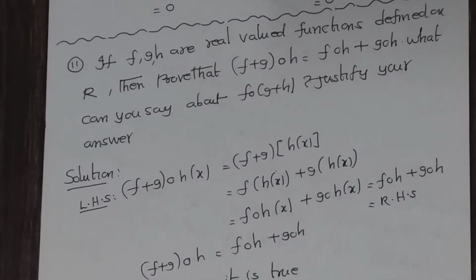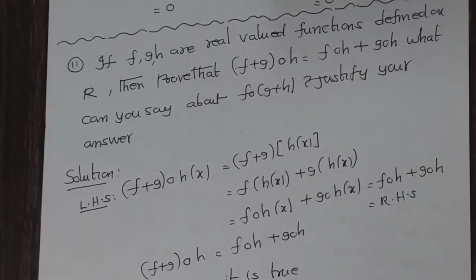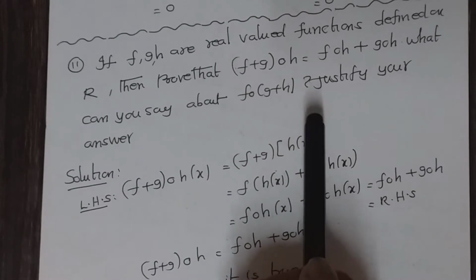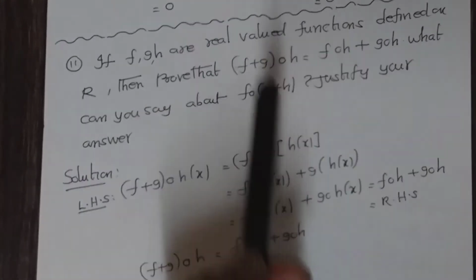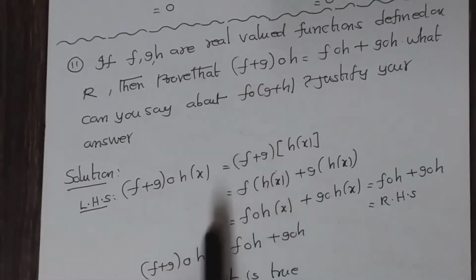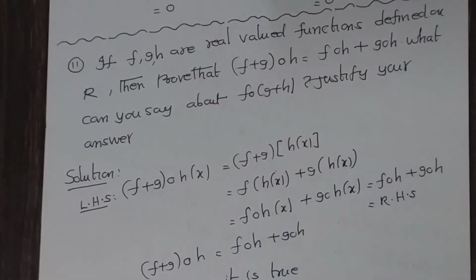Okay, three parts are there. First you have to take this one, then you have to prove this one. Then f circle (g plus h), whether it becomes f circle g plus f circle h, that's what they are asking. Whether it is true or not, you have to prove. Now first part is very easy. We will take the LHS and we will prove the RHS.